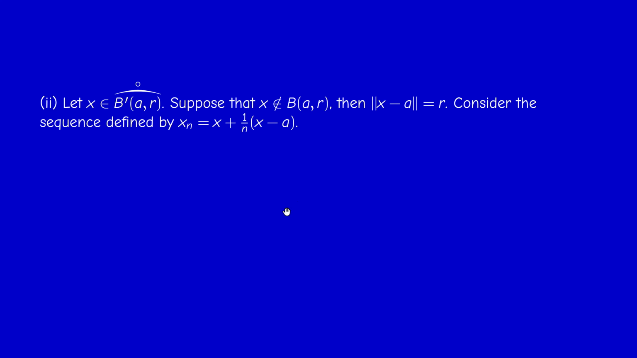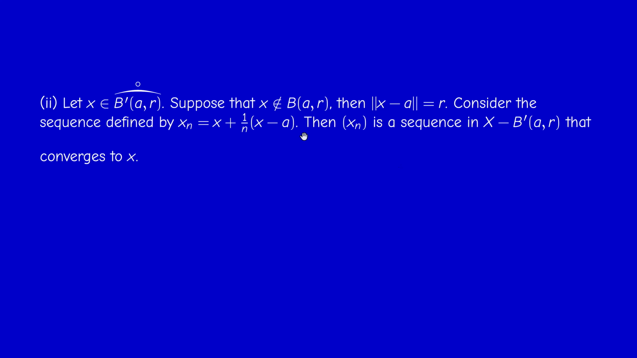Okay, whereas in the previous case we were approximating x from inside. So please draw a picture. And now it's very easy to check that this sequence is outside. So it's in the complement of the closed ball, because the distance from xn to a is 1 plus n times r, so it's strictly bigger than r. Okay? So xn is in the complement of B prime and converges to x.